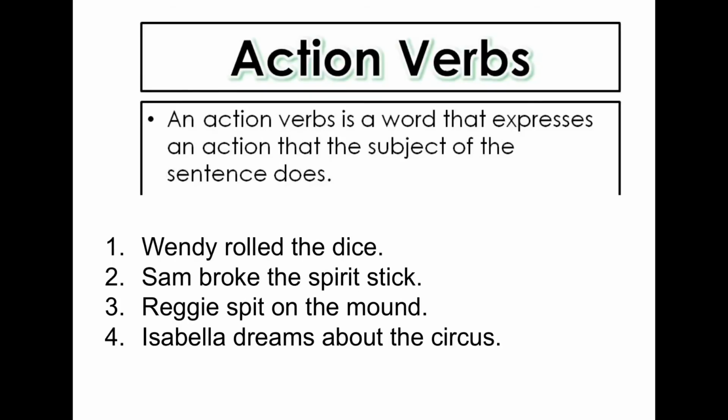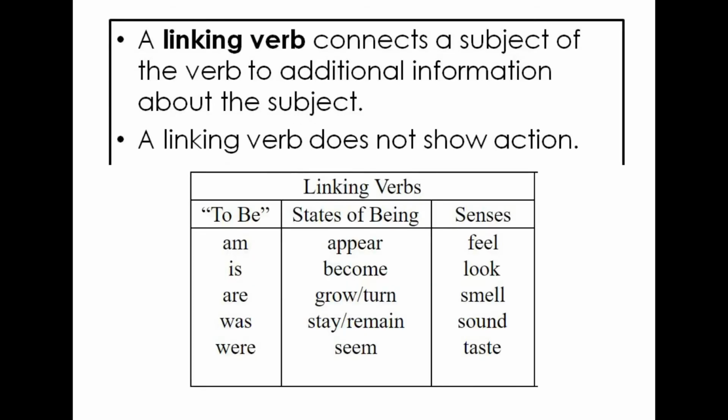So more examples of action verbs, and another definition: it's a word that expresses an action that the subject of the sentence does. Wendy rolled the dice. Action verb is rolled. Sam broke the spirit stick. Reggie spit on the mound. Isabella dreams about the circus. Physical or mental actions. A linking verb connects the subject of the verb to additional information about the subject, and it doesn't show action. Here's some of the most common linking verbs. Forms of the verb to be, sort of this states of being category, and the five senses.